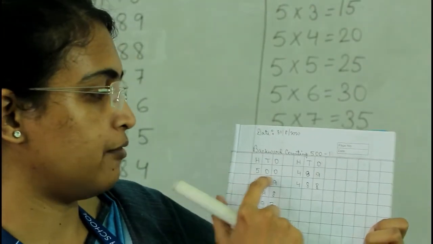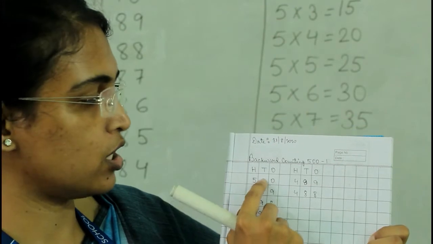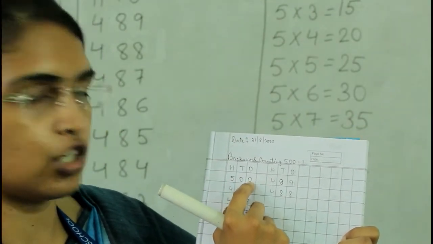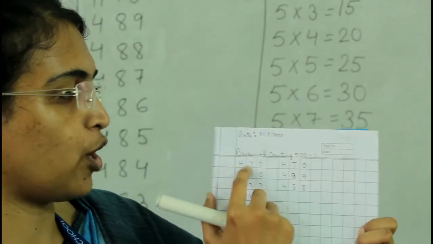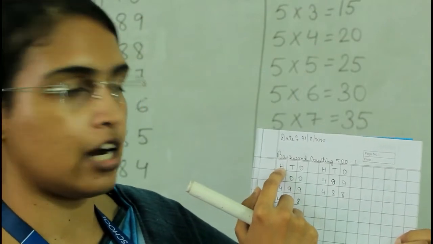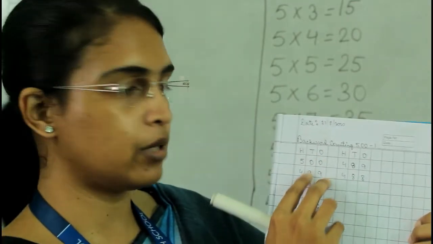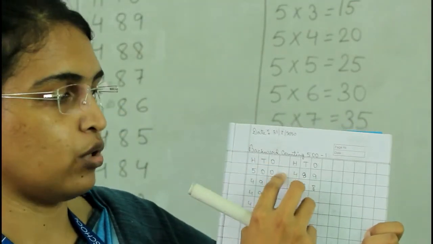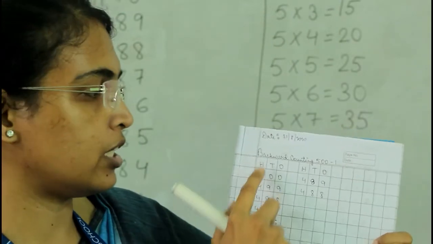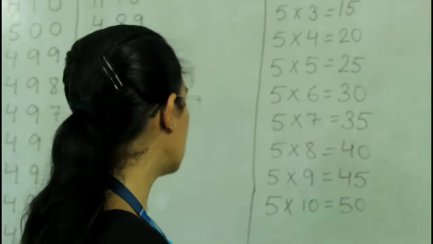Suppose you have written 500. Write 5 in one box, 0 in another box, and another 0 in another box. Don't forget to mention H2O. H for hundreds, T for tens, and O for ones. When there is a 3-digit number you have to mention H2O, but when you are doing a 2-digit number, you have to mention T and O. Now look at the board.